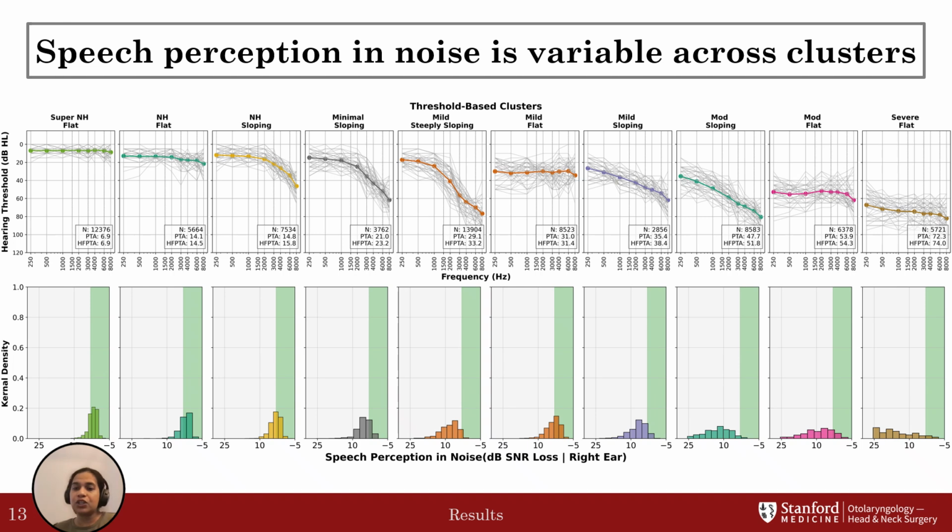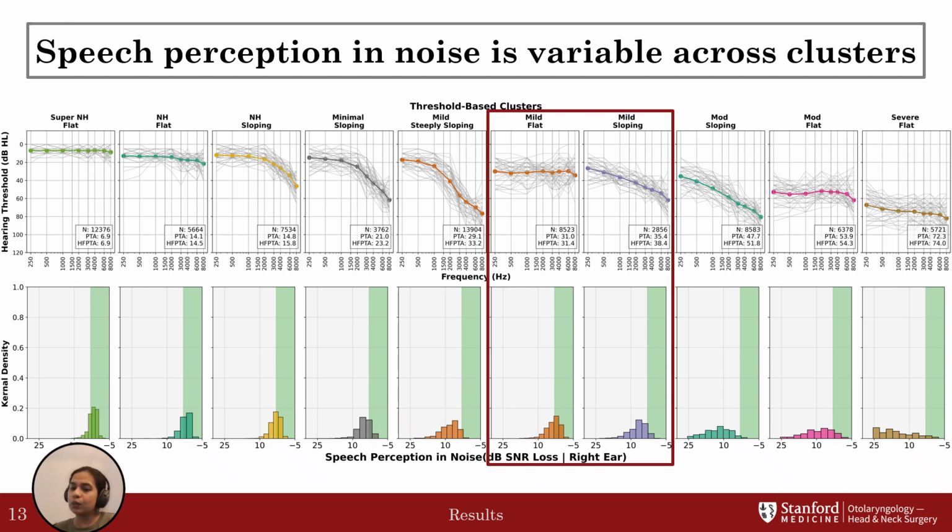Now looking at the speech in noise performance, where the green patches in the bottom panel indicate excellent performance, we see that the performance is more variable across all the clusters and the PTA cannot actually determine the Quicksyn performance. Further, even when individuals had similar PTA but different configurations, we observe distinct patterns of speech perception in noise.